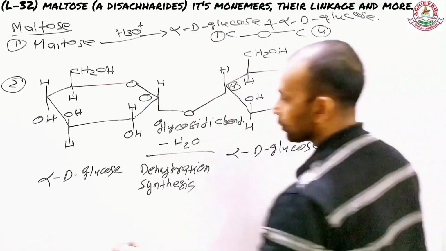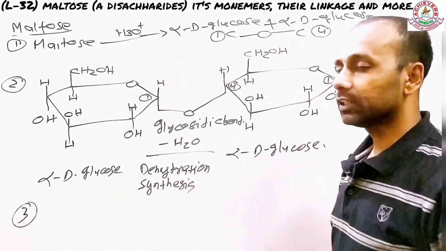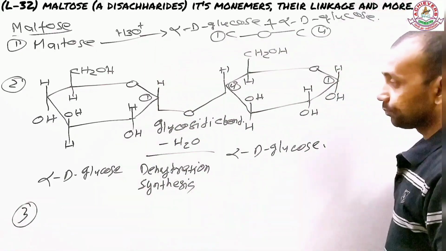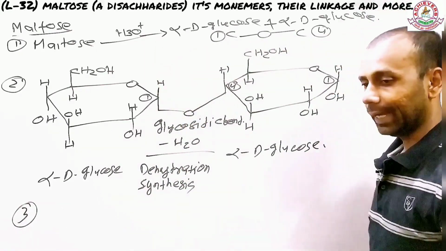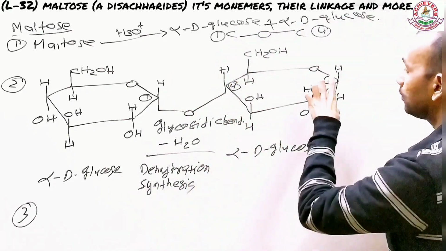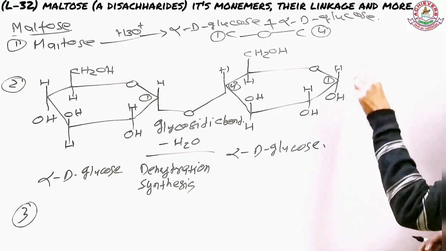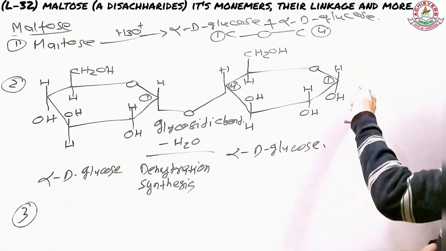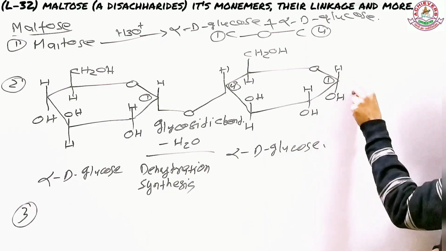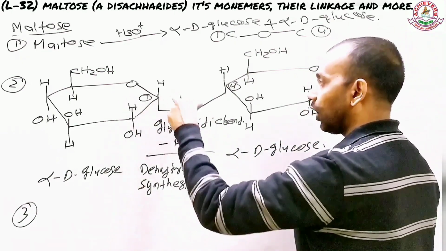Now we need to talk about the third very important thing, and that is whether it is a reducing sugar or not. So pay attention here. Both glucoses have a hemiacetal, right? The second glucose has its hemiacetal right here, and it is not changing at all. However, the hemiacetal structure of the first glucose has now been utilized.